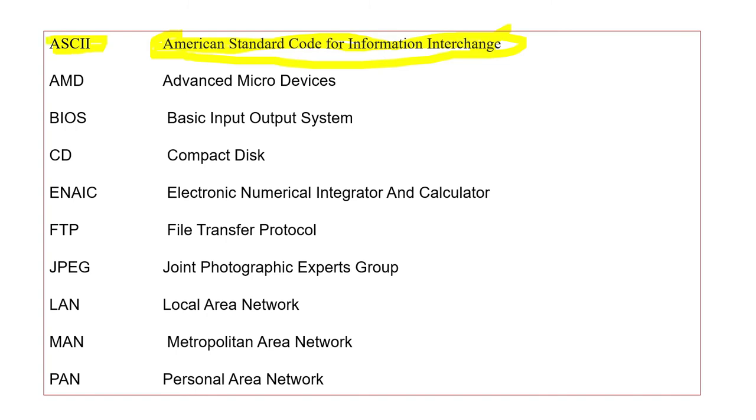So ASCII means American Standard Code for Information Interchange, and you got what ASCII actually is and how it works. Then we have the AMD processor. The full form is Advanced Micro Devices. AMD is related to the processors, microprocessors used in computers. Then we have BIOS, Basic Input Output System, already discussed.